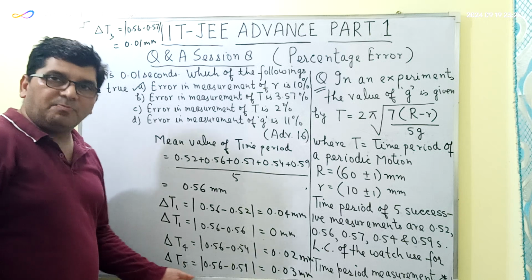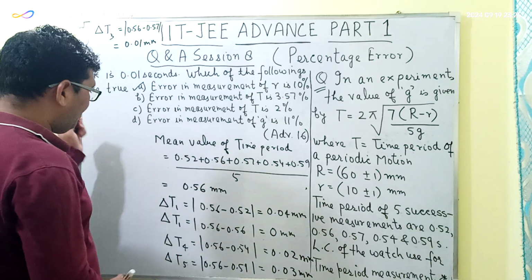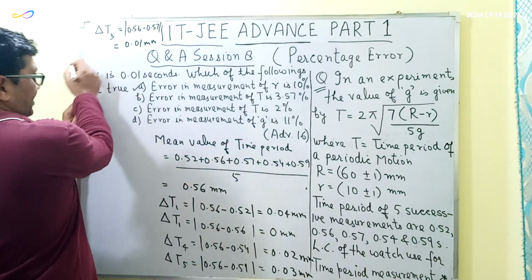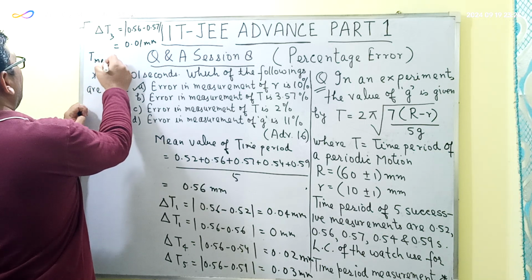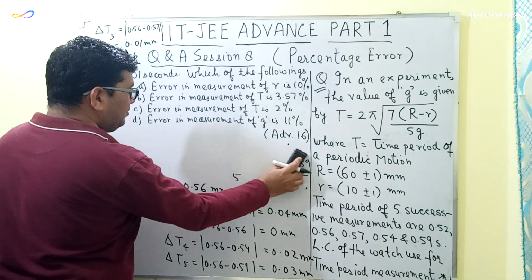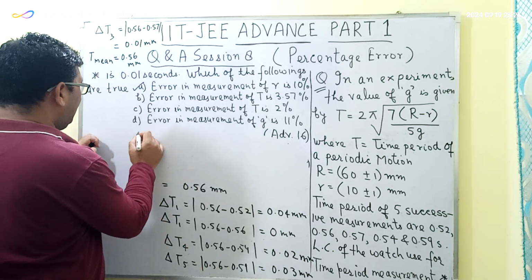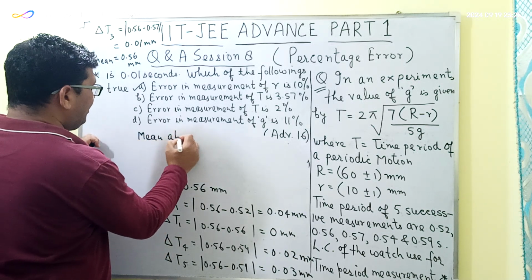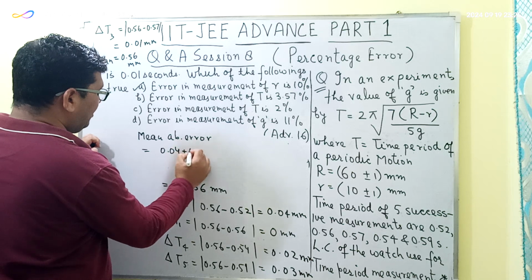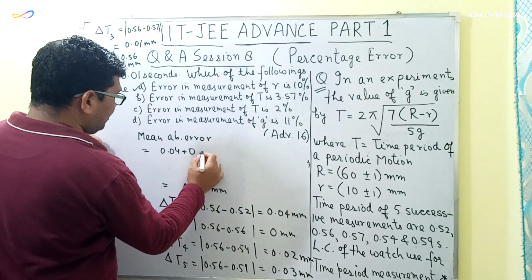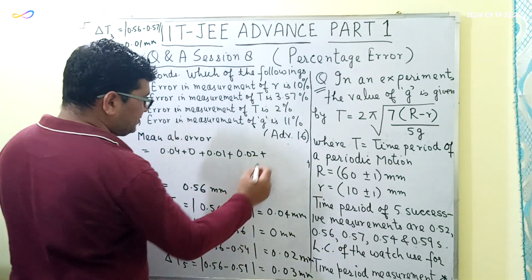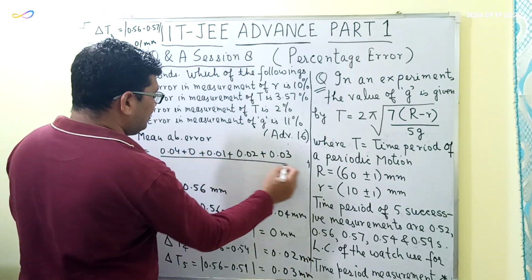Now we have to find the mean absolute error. In order to find it, first of all I will just write down the mean value of the time period here, as T mean. This is equal to 0.56 mm. Now the mean absolute error will be equal to 0.04 plus 0 plus 0.01 plus 0.02 plus 0.03, divided by the total number of measurements.